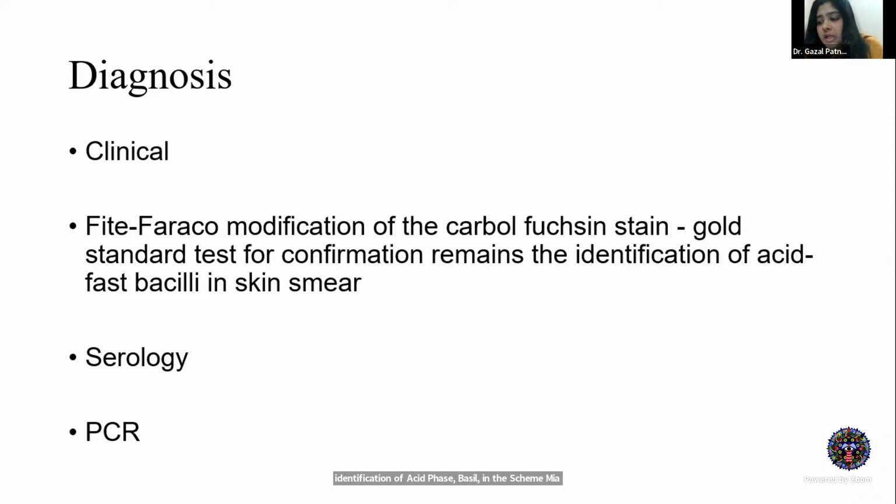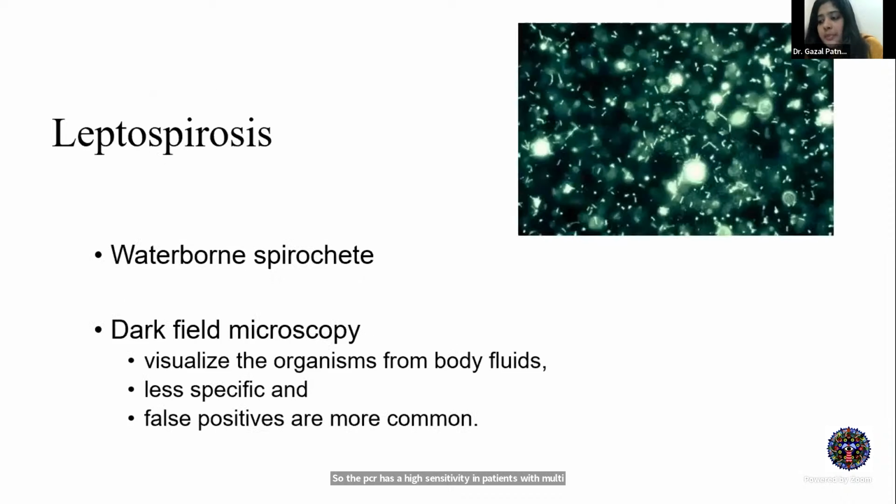stain. Many serological tests have been developed to detect the circulating antibodies against Mycobacterium leprae. That includes phenolic glycolipid and leprosy proteins. So the PCR has a high sensitivity in patients with multibacillary disease and not in paucibacillary diseases.